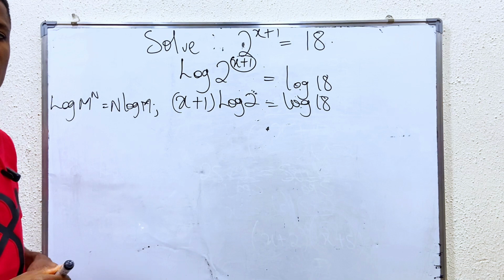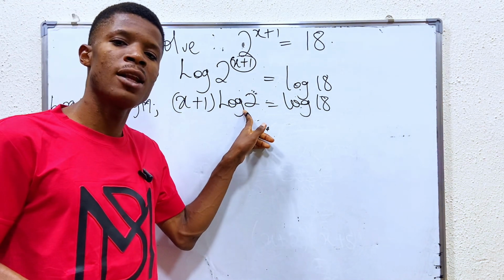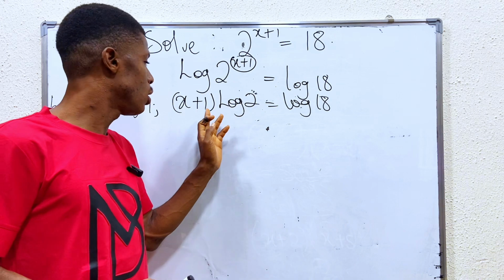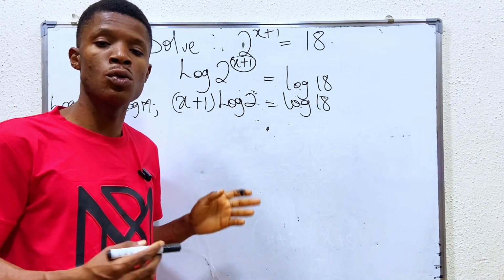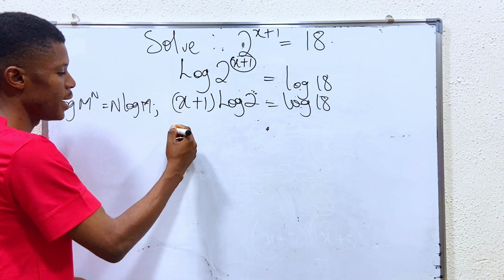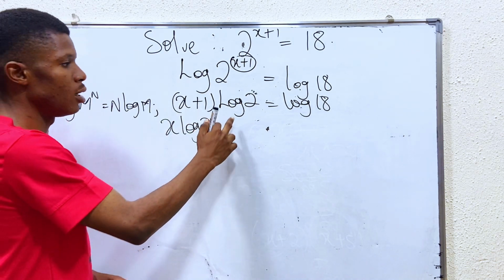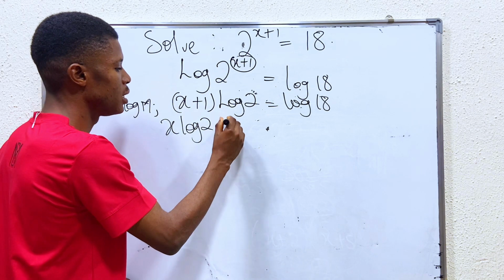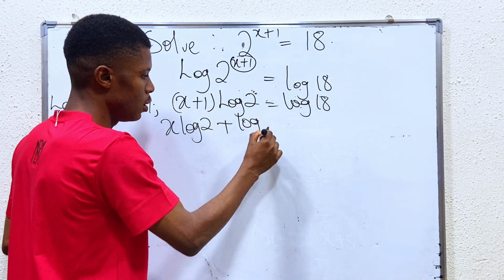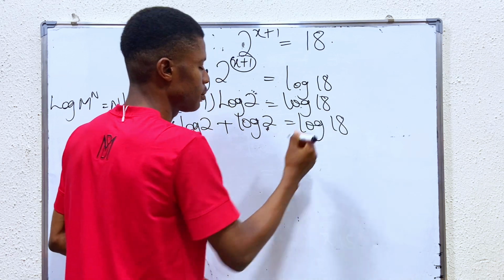Okay? The next thing we have to do is multiply log 2 by all the terms inside the bracket to open the bracket. So log 2 multiplied by x will give you x log 2. Then log 2 multiplied by 1 will give you what? Log 2 only. And that's equal to log 18.